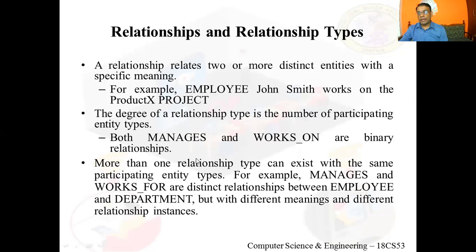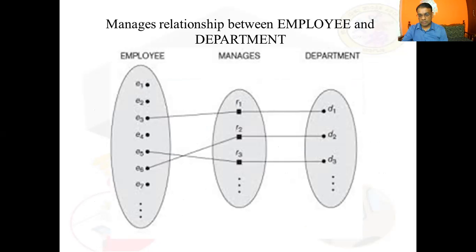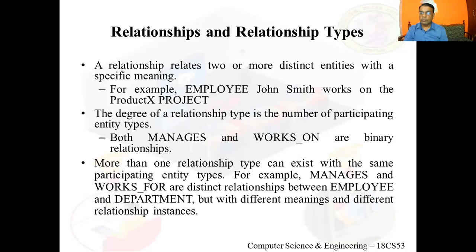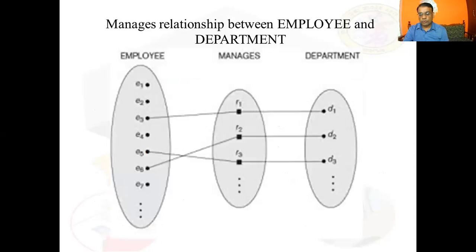We have only three relationship instances. So the same thing has been told here. More than one relationship type can exist with the same participating entity types. Now, employee and department are the two participating entity types, and we have two relationship types. What are those two relationship types? One is the works for relationship type and another is the manages relationship type. But the meanings of these relationship types are different here.